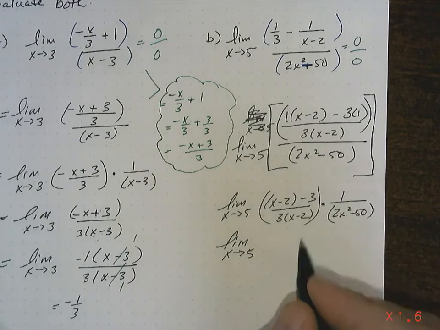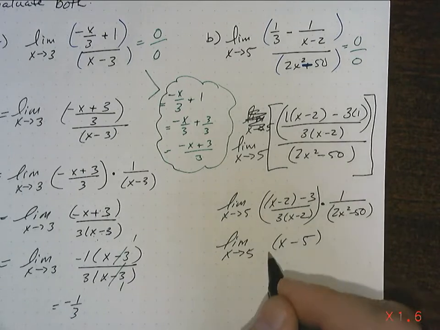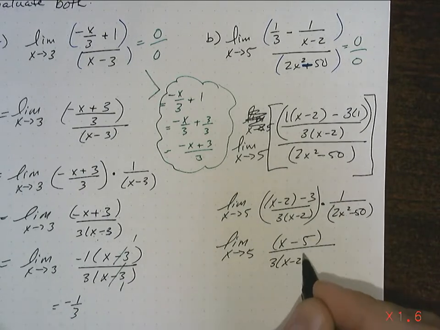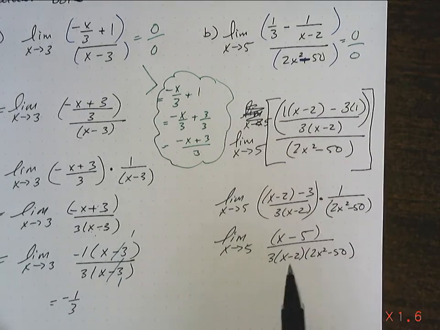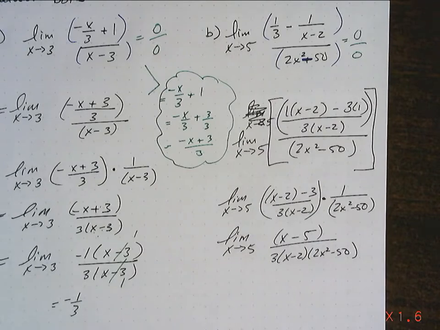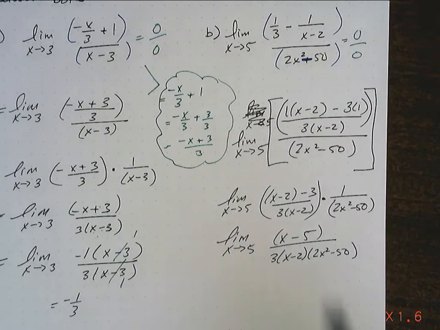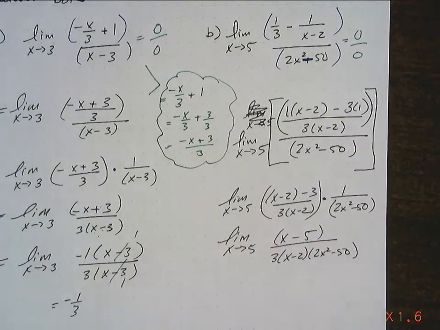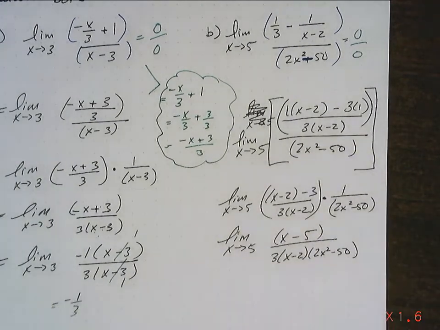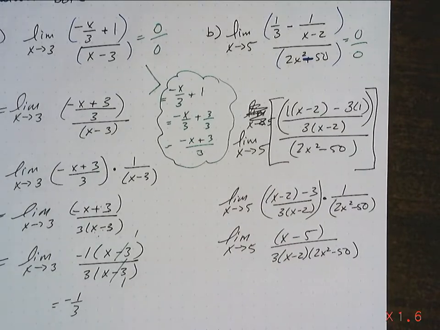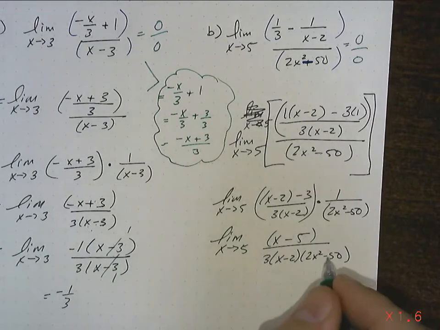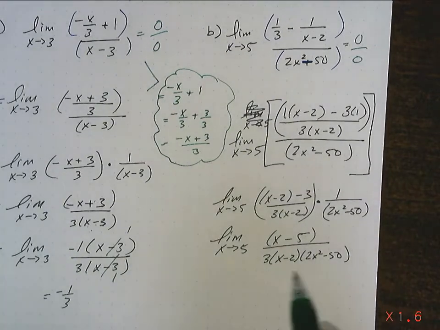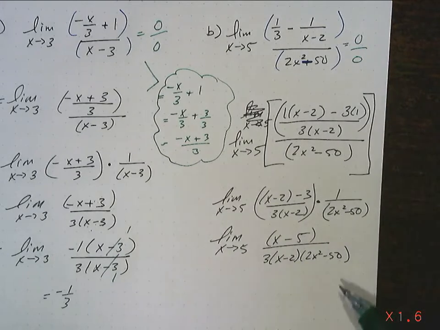Cleaning up the top, I'm getting x minus 5. On the bottom, I've got a 3, an x minus 2, and a 2x squared minus 50. My goodness, kids, do not expand. If you expand here, you're absolutely wasting your life. You're looking for 0 terms. You're looking for factors. If you expand this, there's no goodbye. You're going to be working on this question forever and never get to where you want to go. So you should never, ever, ever be looking to expand this. If anything, we're looking to factor this to get more 0 terms.